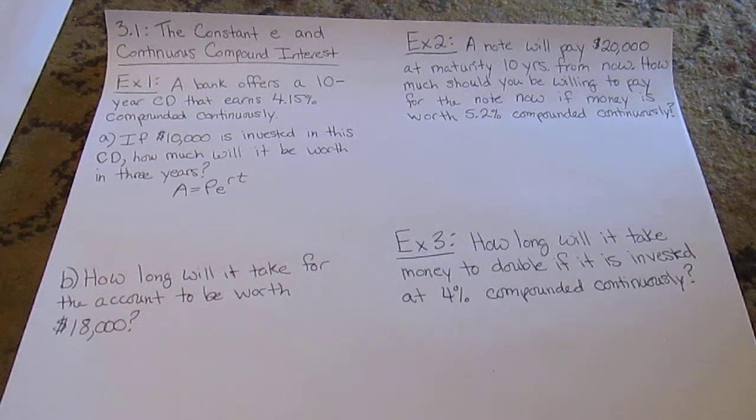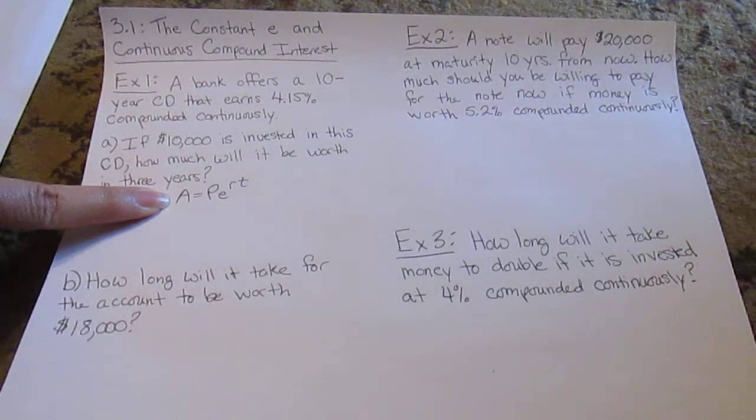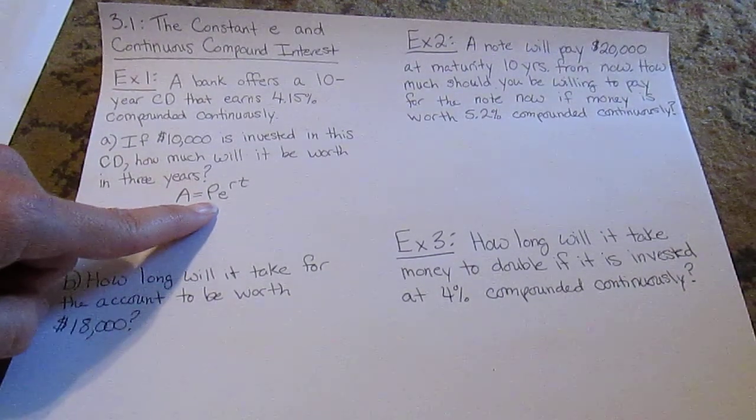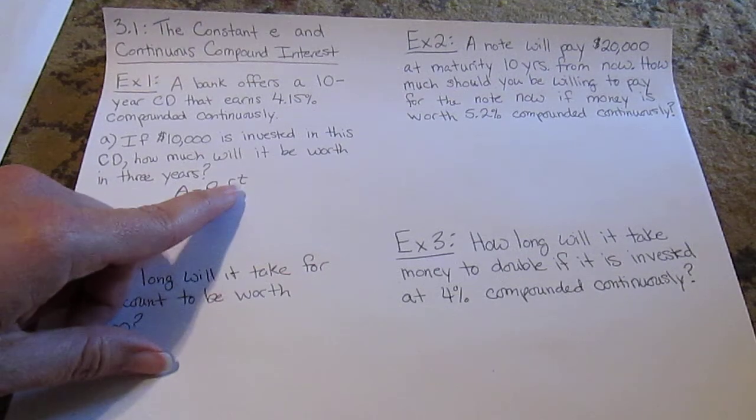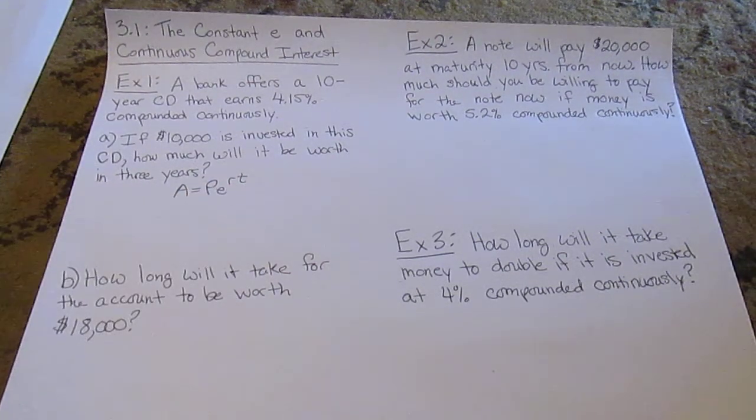Example 1: a bank offers a 10-year CD that earns 4.15% compounded continuously. If $10,000 is invested in this CD, how much will it be worth in 3 years? Well, I made sure to write down our formula for us. We've got A equals P e to the rT. Remember that A is the ending amount, P is the beginning amount, r is the rate written as a decimal, and t is the time written in years.